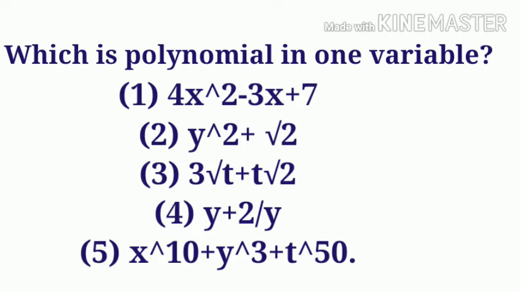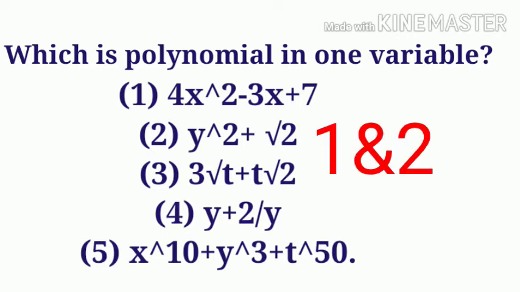Now in the fifth part, there are three variables x, y and t. The power of x is 10, the power of y is 3, the power of t is 50. Although all the powers are non-negative integers, that's why this is a polynomial, but there are three variables, that's why this is not a polynomial in one variable.